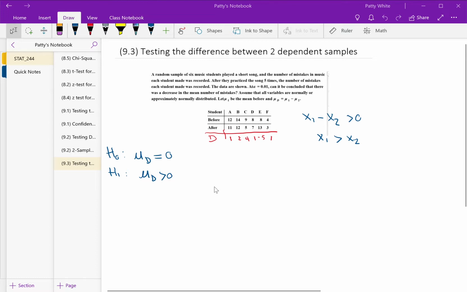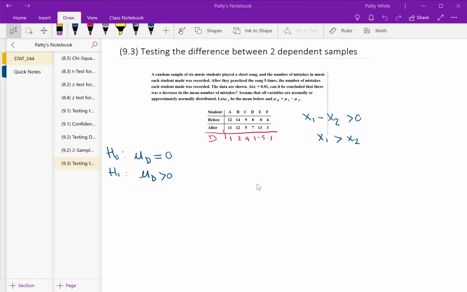So I'm going to come back to list 3, and I'm going to do a one sample t-test on list 3. I'm going to go to statistics, and I want to go over to test, and I'm going to do a t-test. I have one sample of data. The sample is the difference, but it's one sample of data.